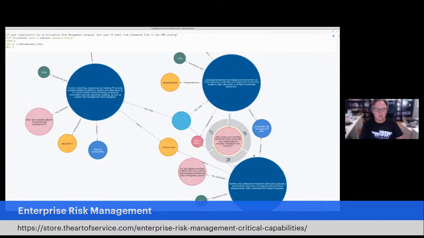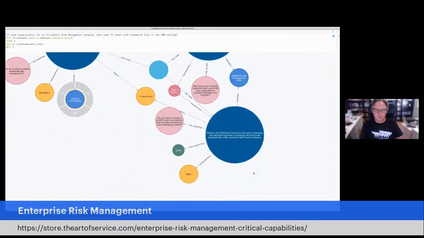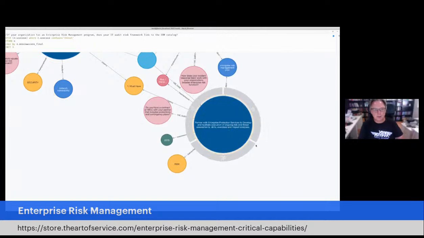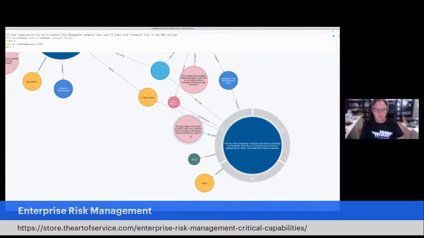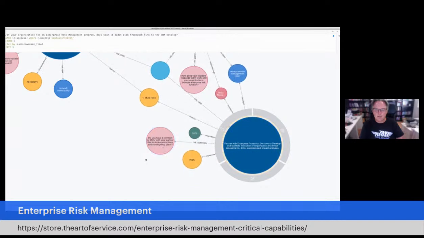So ask, how does your incident response team work with your organization's broader enterprise risk function? Do they actually work together? Let me ask this question here, the one that we had before. How do investors evaluate enterprise risk management? Have a look at network vulnerability here. Partner with enterprise protection services to develop and facilitate execution of ongoing risk and threat assessments, drills, exercises, and impact analysis. Do you have a contract or memorandum of understanding with your partner that includes protections and contingency plans?